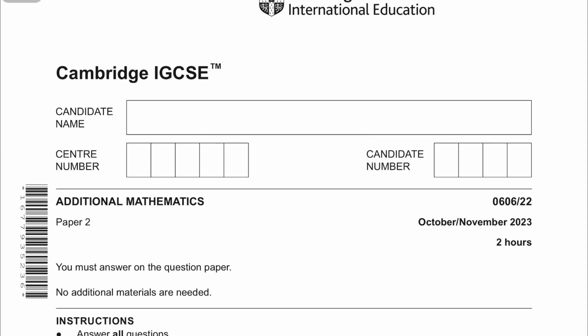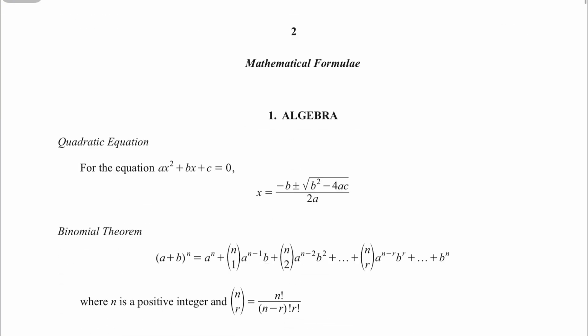So my name is Bilal, and today we'll be solving Additional Mathematics, session October/November 2023, Paper 2, Variant 2.